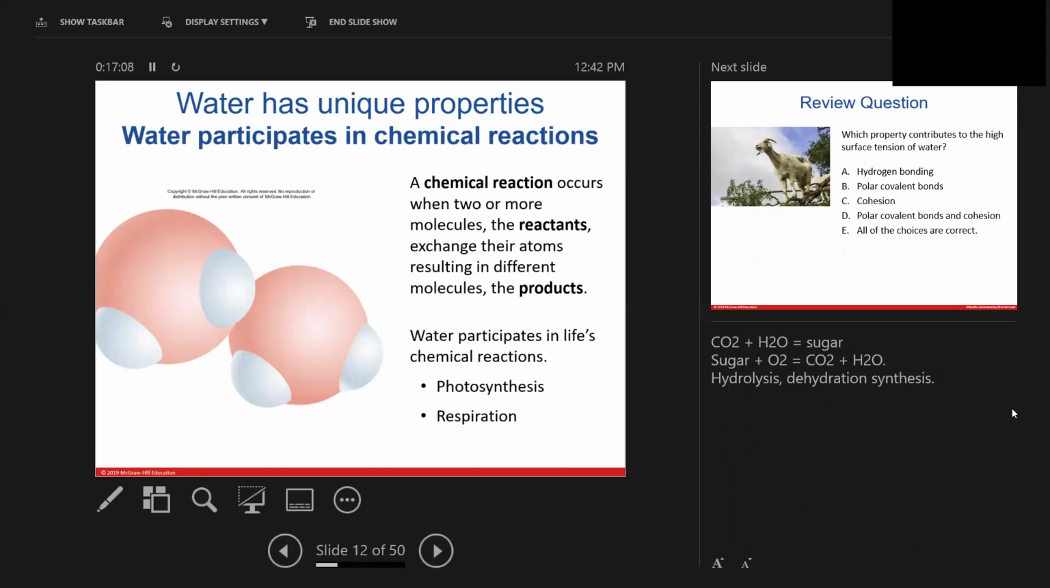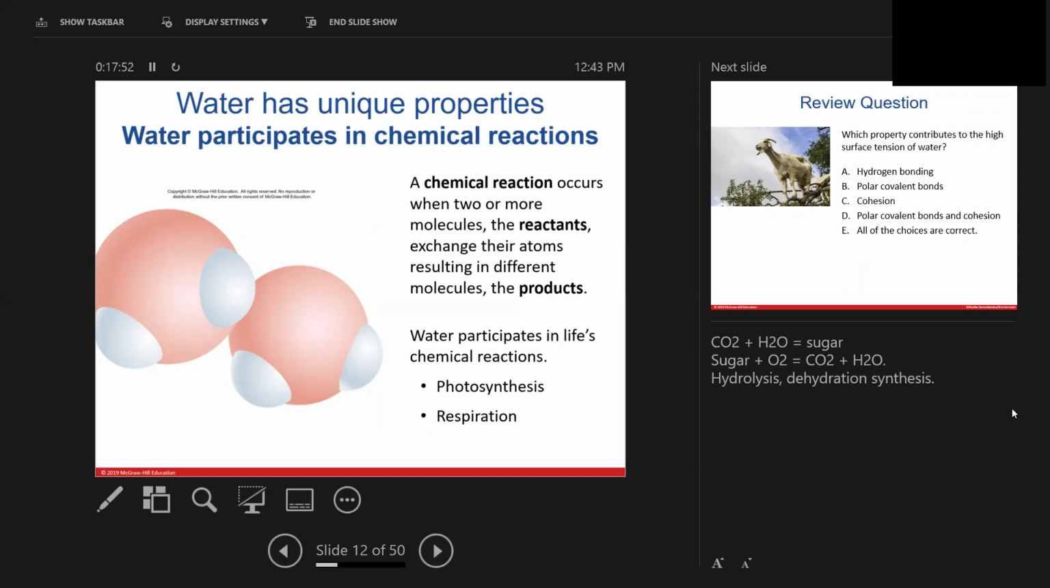Water is also very important because it participates in a variety of different chemical reactions. Now remember, a chemical reaction occurs when you have two or more molecules and the reactants exchange their atoms, resulting in different molecules or products. A great example of this, particularly for water, is photosynthesis and respiration. Two of the most crucial processes in life use water as a main source. In respiration, you're giving off water, usually by hydrogen and oxygen atoms or compounds coming together, whereas photosynthesis is the opposite, where you're taking in water to break things down.